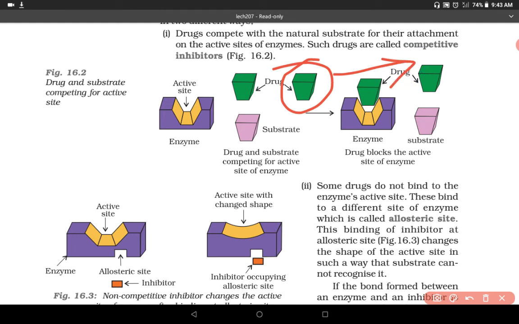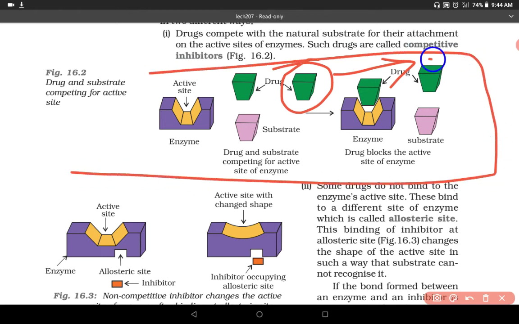The first classification is known. What is the first? It is the competitive inhibitor. These are the drugs that compete with the natural substrate for attachment to the active site of an enzyme, and are called competitive inhibitors. Seeing figure 16.2, here you can see this drug is actually competing with this substrate to fit into the active site of an enzyme.